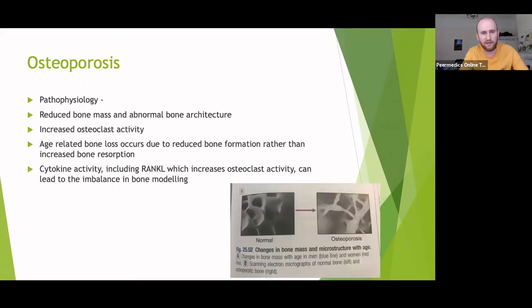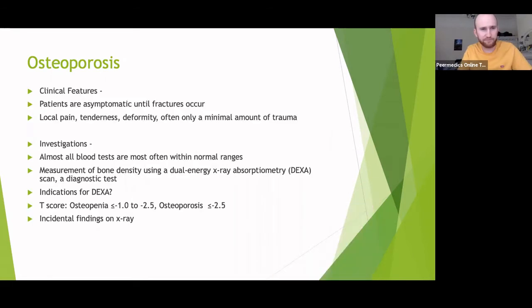So that's your pathophysiology. We've shown the abnormal architecture. It's the increased osteoclast activity, and that's about the RANKL at the bottom. Okay, so these are some of your clinical features. As we said, most patients are asymptomatic until they have those fractures.